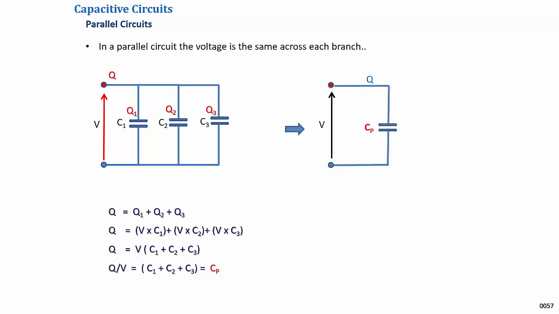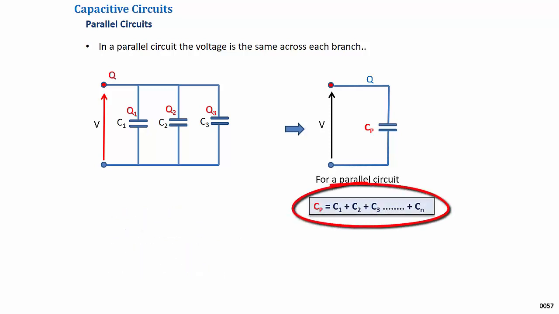An equivalent of the parallel circuit may therefore be drawn where capacitors C1, C2 and C3 are replaced by a single capacitor Cp. The highlighted formula shows that where there are a number of capacitors connected in parallel, they may be replaced by an equivalent capacitor Cp, where Cp is equal to the sum of the individual capacitors.